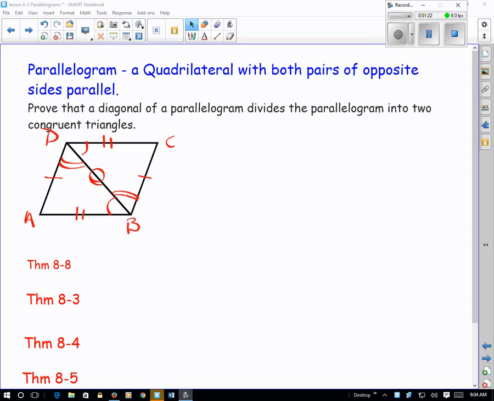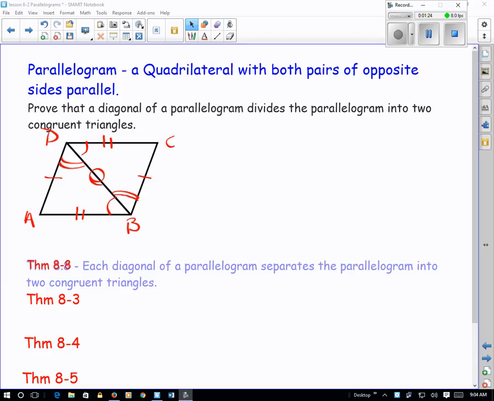So that is theorem 8.8. Each diagonal of a parallelogram separates the parallelogram into two congruent triangles. Now notice it's theorem 8.8, and then we're coming back to theorem 8.3 and so on. I feel that this is a better basis to getting us started with the parallelograms and explain some of the other things about the parallelogram.